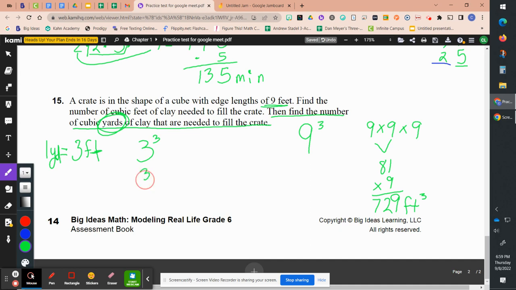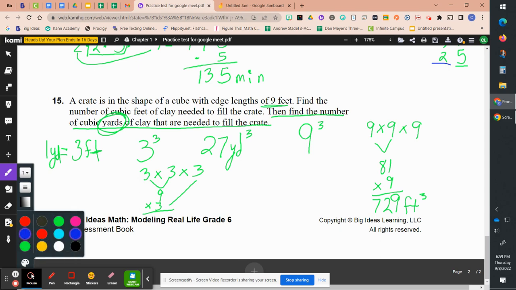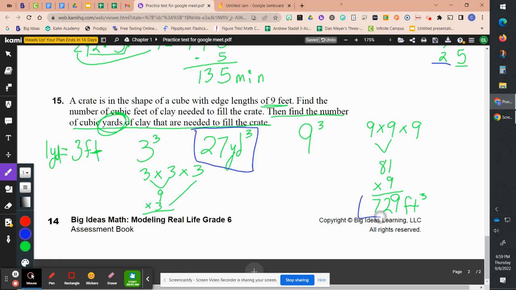And I think all of us probably remember what 3 times 3 times 3 is, right? 3 times 3 is 9. Times that 3 again is 27. So it's 27 cubic yards. Okay, so that one technically had 2 answers: the answer for how many cubic yards and the answer for how many cubic feet.